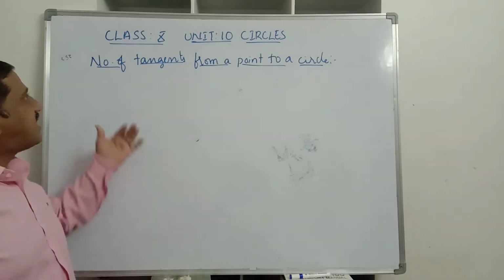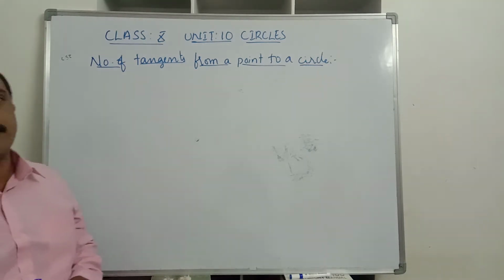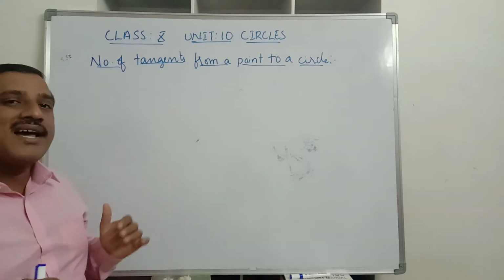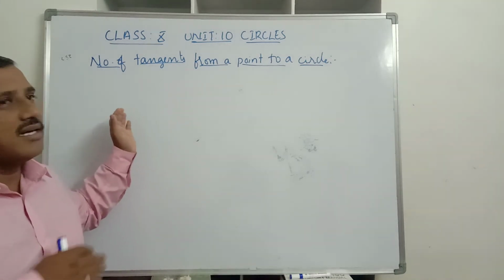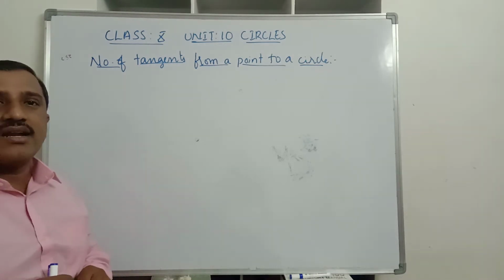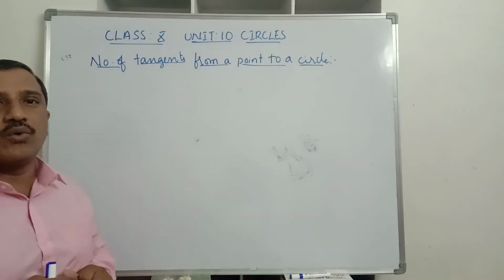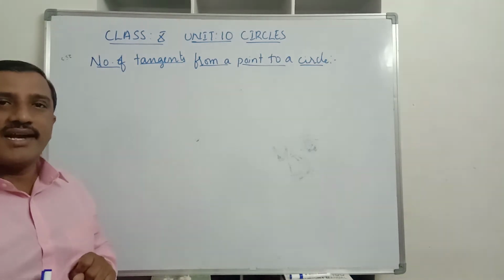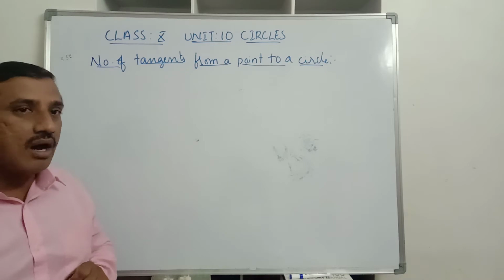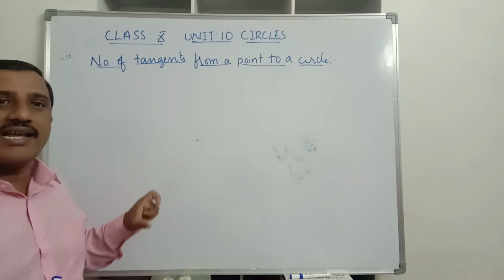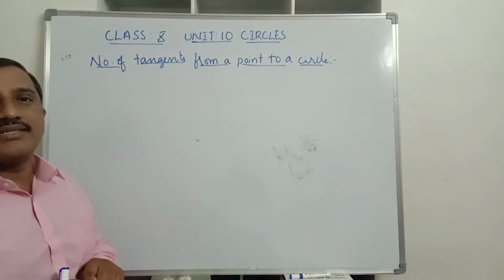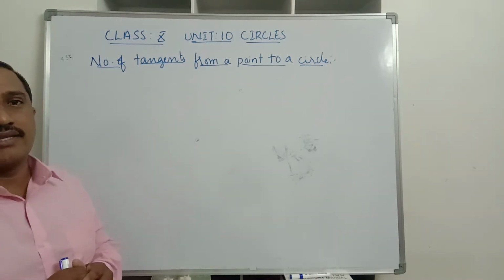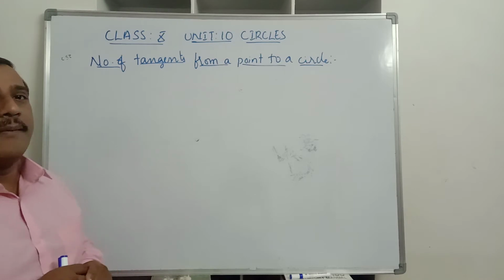In the last class we discussed the 10th chapter, Circles, the first part: the introduction of circles, terminology related to circles, tangent of a circle, secant of a circle, and one theorem we proved, that is the relationship between the radius of the circle and the tangent to a circle at the point of contact. That is, the radius is perpendicular to the tangent at the point of contact. We studied that theorem and applied it to solve some problems.